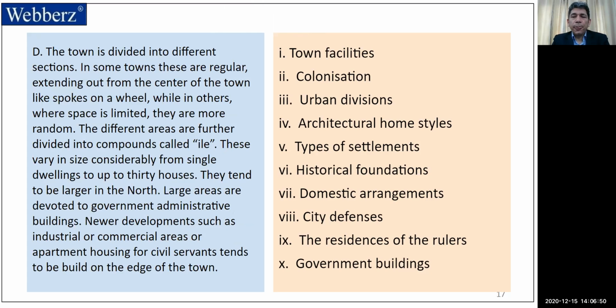In case of D, read the first sentence. The town is divided into different sections. Here we're talking about the different sections of the town, which are regular, extending from the center, and placed equally. So you need to figure out this whole paragraph and see what it means. The first sentence is again the main sentence, and we have to fix a heading as per that.